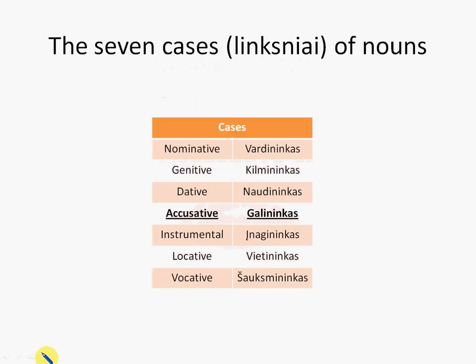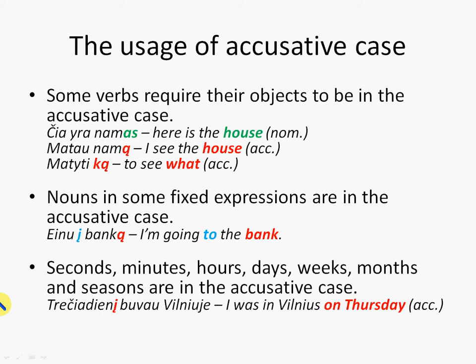It's about the accusative case, which is one of the 7 cases of nouns in Lithuanian. Now, you've got these cases, and in English, to express a thought, you use a preposition and a noun, for example. And in Lithuanian, instead of using the preposition and the noun, you use only the noun, except that the noun's ending is changed. So one of the cases is accusative or galininkas. It's the first case for you to learn because it's very common and it's very important.